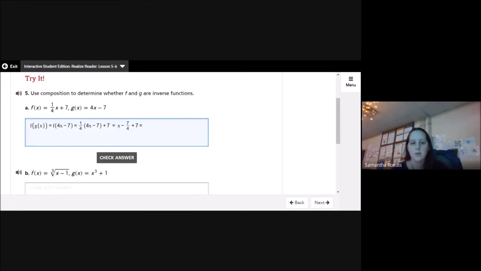So this equals x minus or plus 21/4. So they are not inverses.